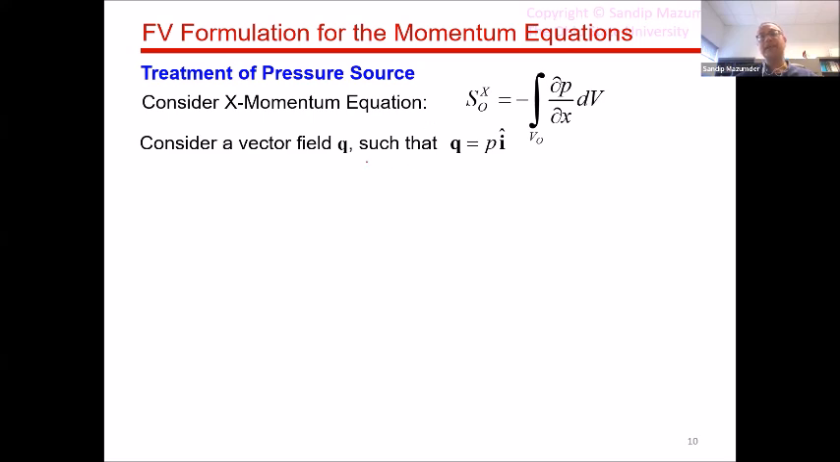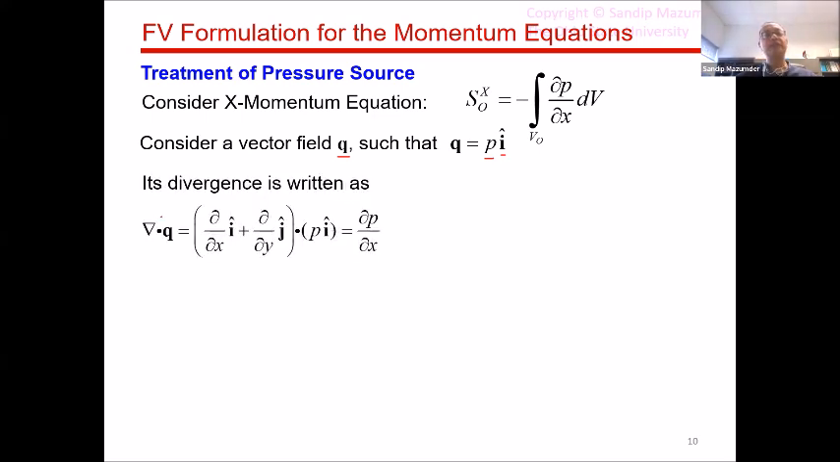So imagine I define a vector q. Again, in my notations, anything with bold is a vector. Anything that's not bold is a scalar. So this vector is a scalar pressure times some unit vector in the x direction. I'm defining q that way.